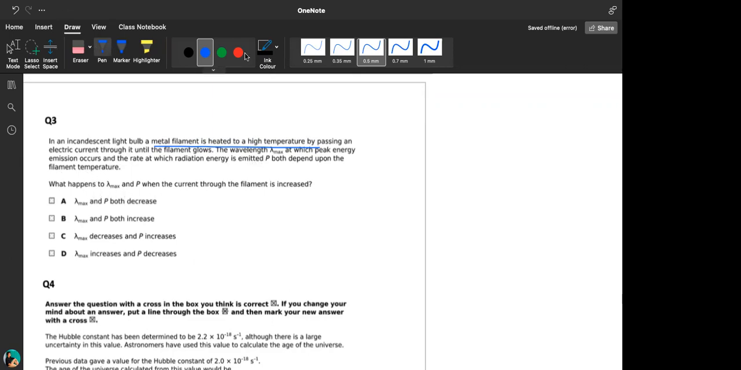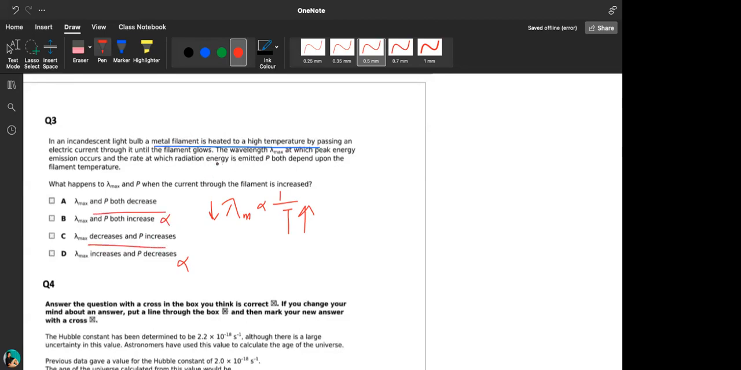So we know that lambda max is inversely related to temperature. So when I increase the current, this is going to decrease. So lambda max decreases. This one is wrong. Lambda max, this one is wrong. Could be this or this.